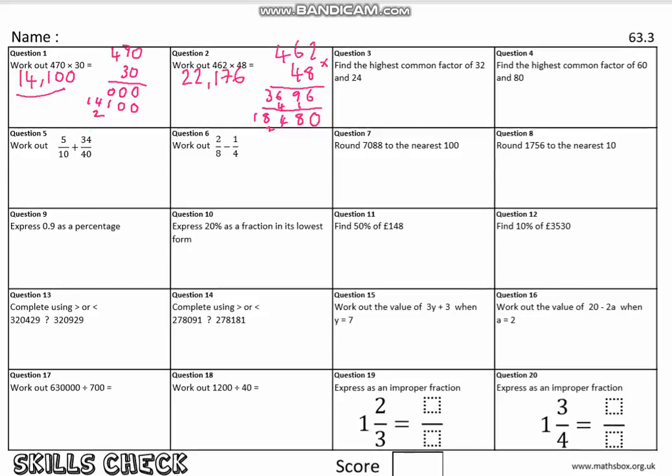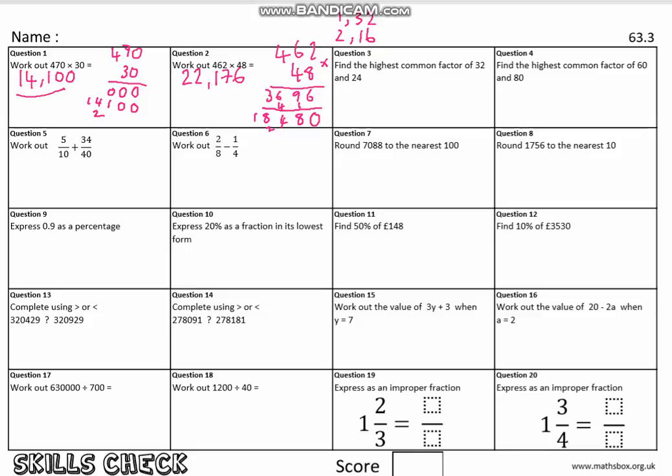Okay, so up next we've got finding the highest common factor. So we'll do this the same way we have in previous ones. So we need to find all the factor pairs for 32 and all the factor pairs for 24. So we're looking for pairs of 2 that when you multiply them, they equal that number. So for 32, as we always do, we're going to start with 1 and 32. Now it's an even number, so we can do 2. So we're going to do 2 and 16.